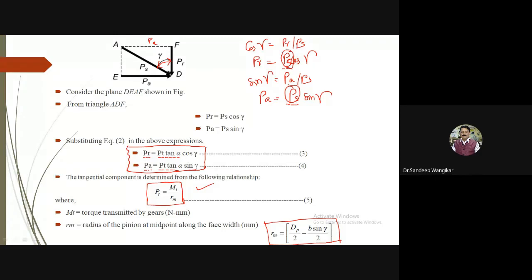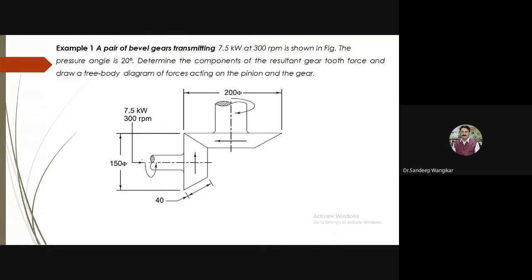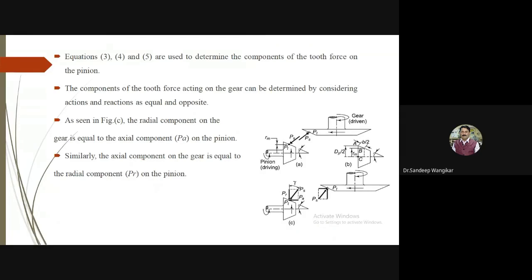PT is equal to MT divided by RM. MT is the torque transmitted by gears. RM is the radius of the pinion at midpoint. RM is given by dP by 2 minus B sin gamma by 2. And if you calculate PT, then you can calculate PR, the radial force. PR is equal to PT tan alpha cos gamma and PA is equal to PT tan alpha sin gamma. Now, the last point is the force analysis. So by using these equations, we can easily calculate the two forces.